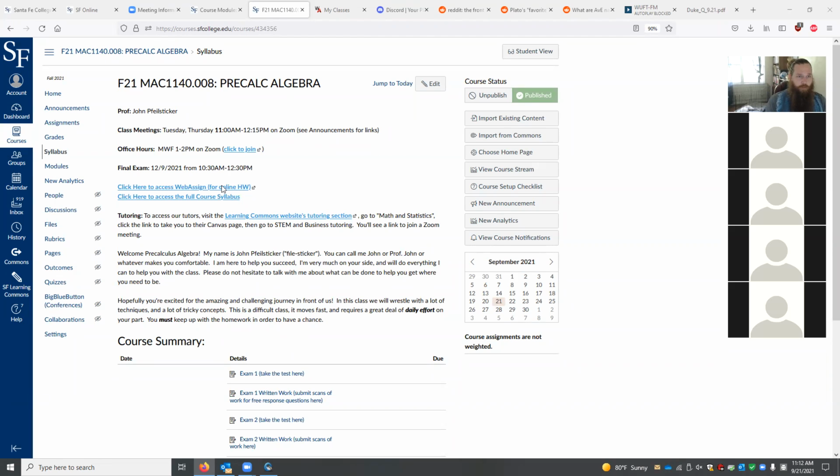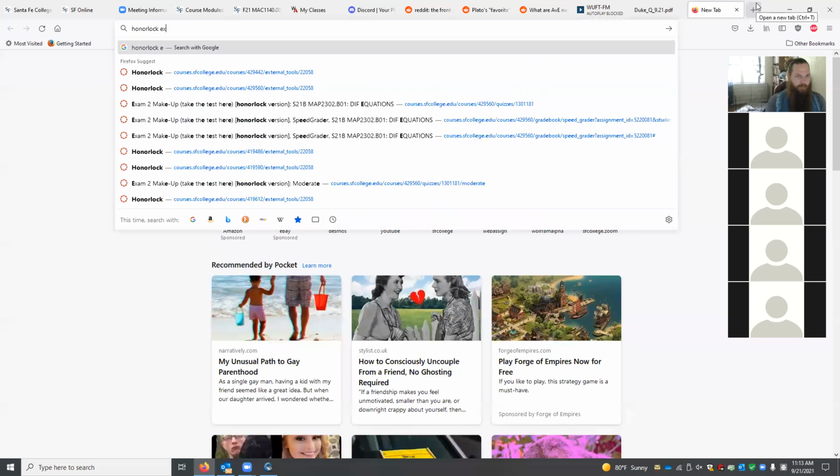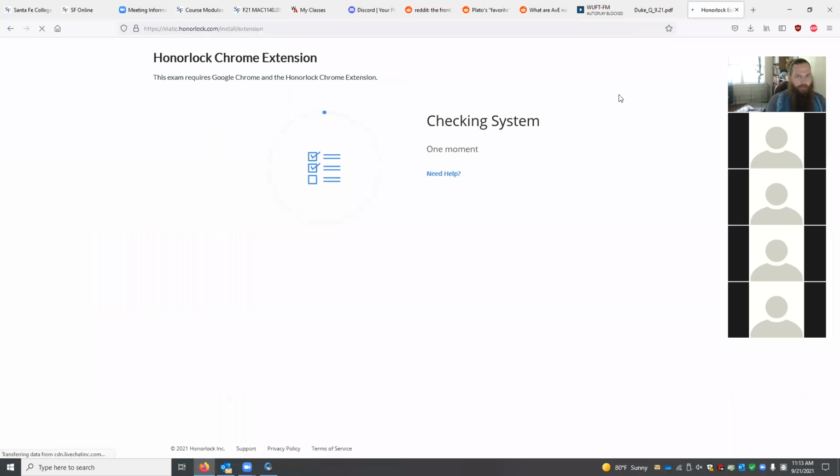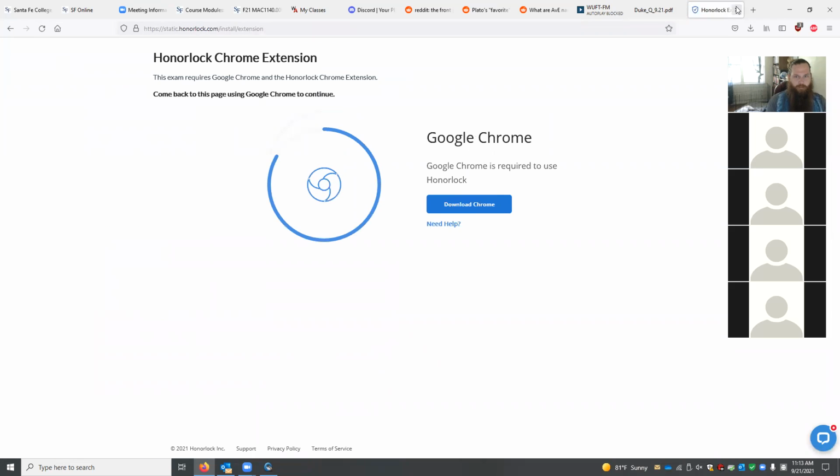HonorLock is an extension for Google Chrome. So you have to download the Google Chrome browser if you're not using that, and then just search HonorLock extension on Google. I'm in Firefox here, so I don't really like Chrome, but if you search HonorLock extension, you'll find it right here. And you just download it and add it to Chrome.